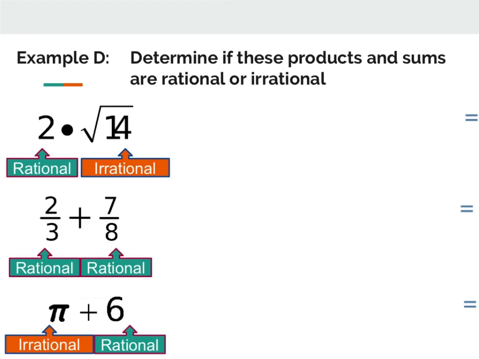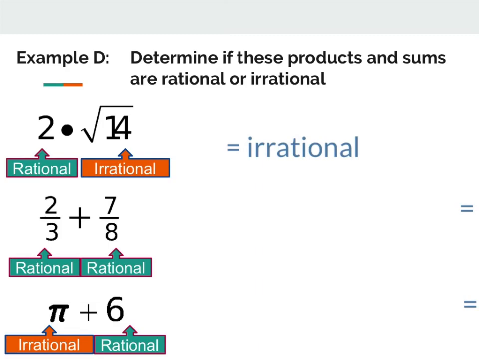So my answer would be irrational. And this is the key. Anytime that an irrational number is involved, your answer is going to be irrational. So I've got a rational number in number 1 and an irrational number in the second one, so they are both going to give me an irrational answer.